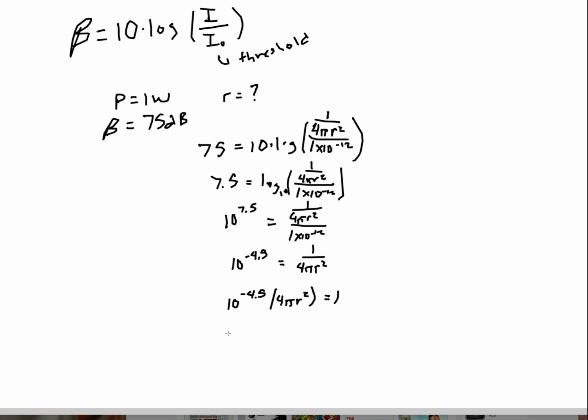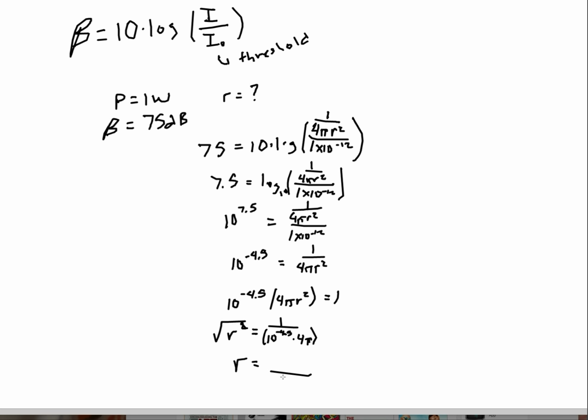So r squared is equal to 1 over all of this: 10 to the negative 4.5 times 4 pi. And again, you've probably already got that simplified, so you just have a decimal over here. Last step is to square root both sides, and boom, you've got your distance.